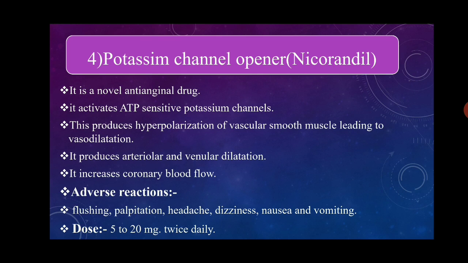It produces arterial and venular dilation. This potassium channel opener, nicorandil, produces arterial and venular dilation. It also increases the coronary blood flow. Adverse reactions of nicorandil are flushing, palpitation, headache, dizziness, nausea and vomiting. The dose of nicorandil is 5 to 20 milligrams twice daily. This is all about the anti-anginal drugs.